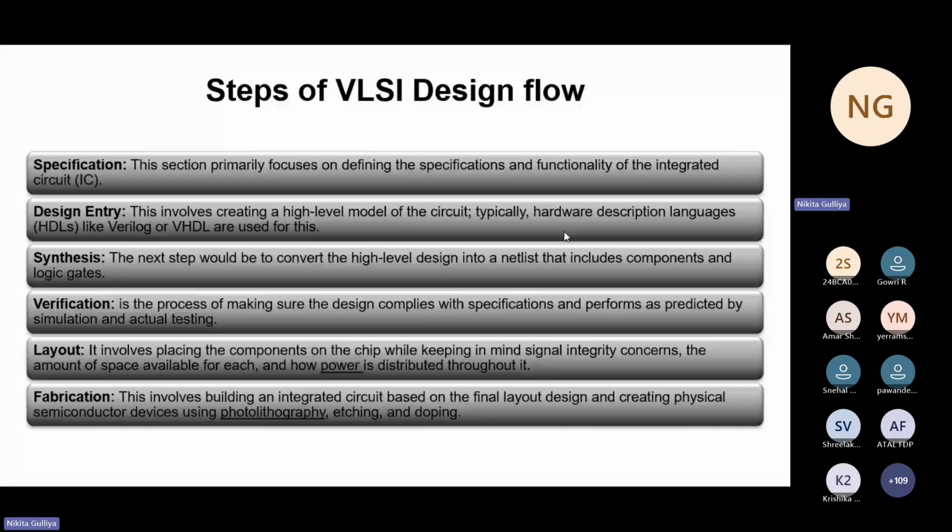Finally, the design reaches the fabrication stage. Here, the actual integrated circuit is manufactured using semiconductor processes such as photolithography, etching, and doping. So, these steps together describe how VLSI design moves from an idea to a physical silicon chip.